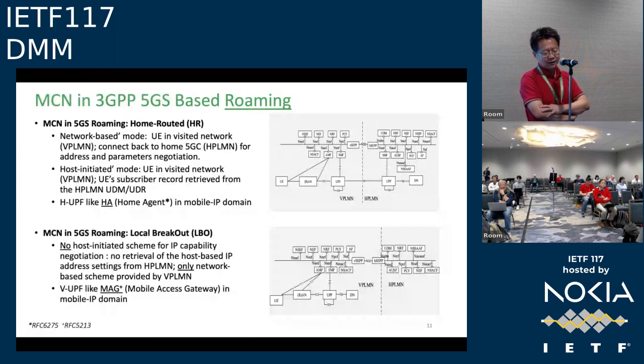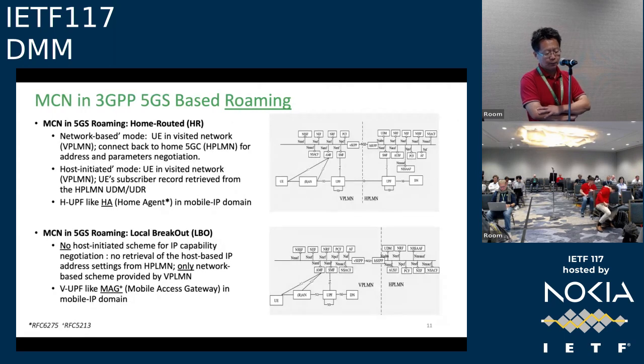But this is for the 5G roaming case, because in roaming, the end device roams to another domain called a visited network, the VPLMN. There are two roaming cases. One is home routed, one is local breakout. For home routed, it has both the network-based mode and host-initiated mode. I'm not going to read the details, but the negotiation is going to have both things. For the network, it's more like the network going to provide address and parameter things. For the host-initiated, the UE subscriber record will be retrieved.